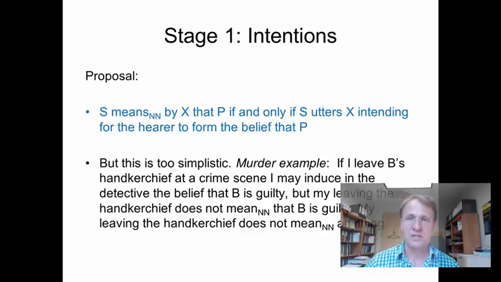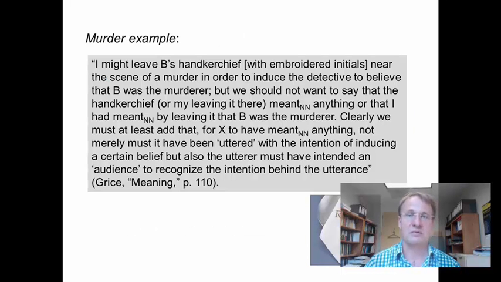So this initial proposal is too simplistic, is too simple. And to show that, Paul Grice produces a counterexample, an example that shows that there's a problem with this simplistic account. This is the counterexample. I quote, "I might leave B's handkerchief with embroidered initials, the kind of old-fashioned handkerchief, near the scene of a murder in order to induce the detective to believe that B was the murderer." So if on the handkerchief it has B's embroidered initials, then I may do that to make the detective think B was the person who committed the murder.